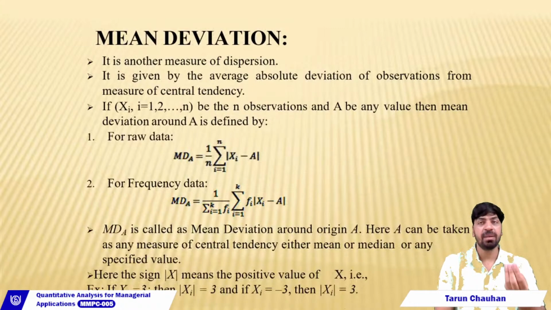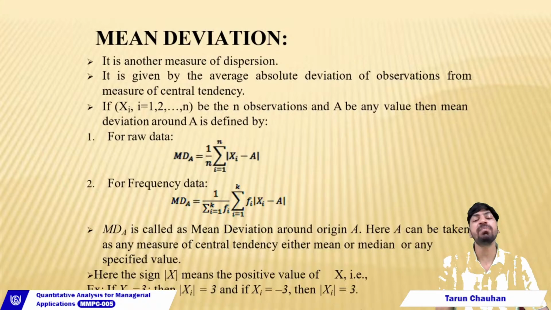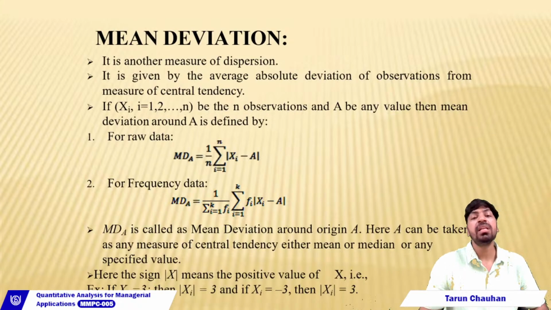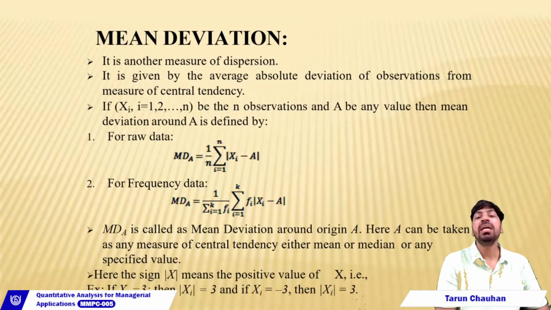So your A is either mean or median. The question is always given: calculate the mean deviation by mean, or calculate the mean deviation by median. This is the formula that a learner has to use. For the raw data or individual data, the mean deviation is sigma modulus x minus A by n, where A would be the mean or median.